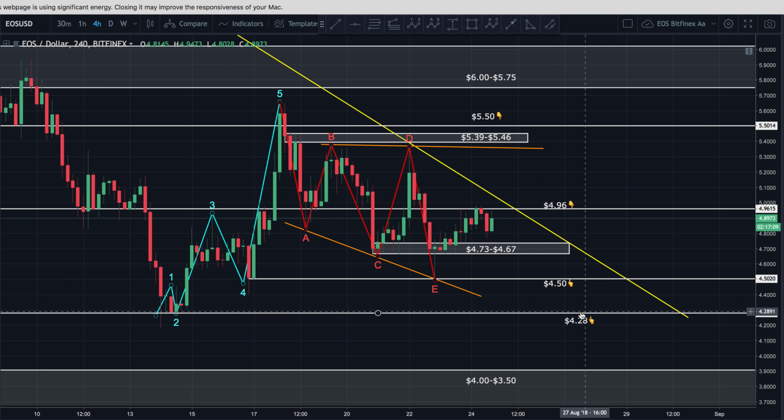Either of these, 4.50 or 4.28, neither of these are very strong supports. The 4.28 is much stronger than the 4.50. So if 4.28 breaks, I think it's going to be a quick drop to $4. But again, I'm getting ahead of myself.